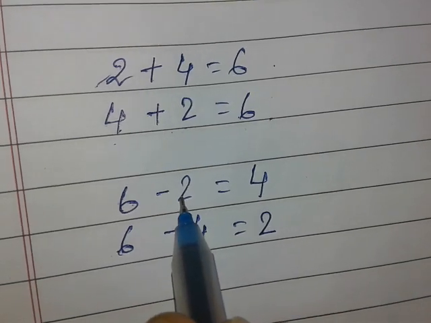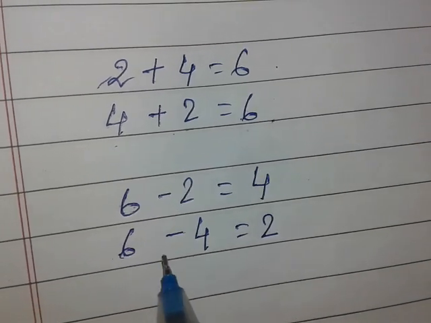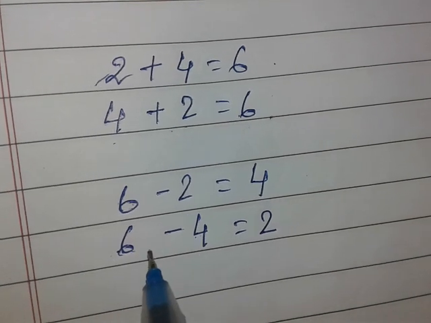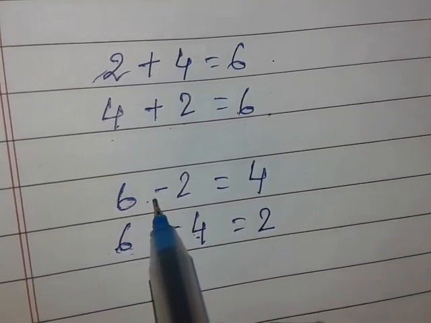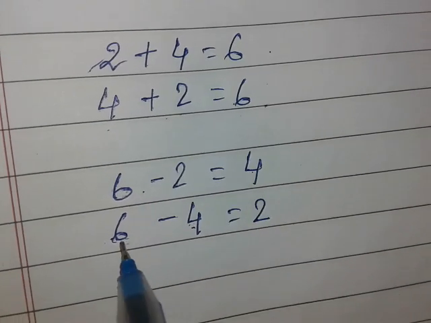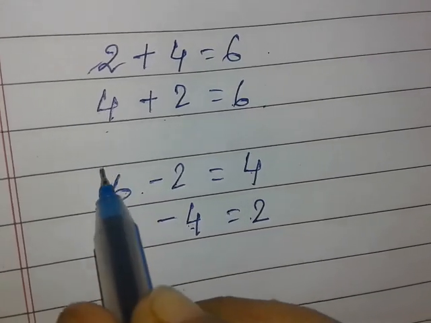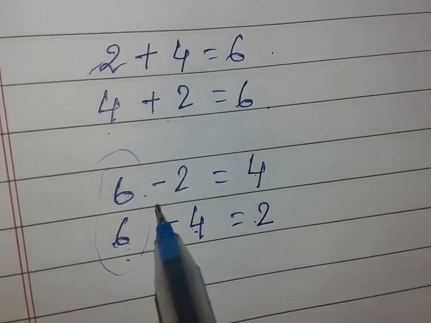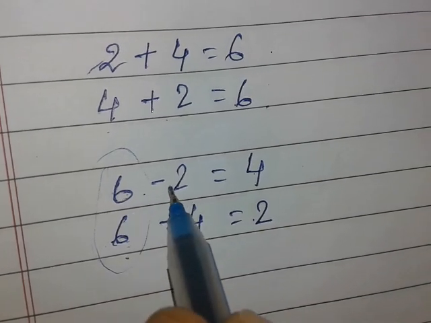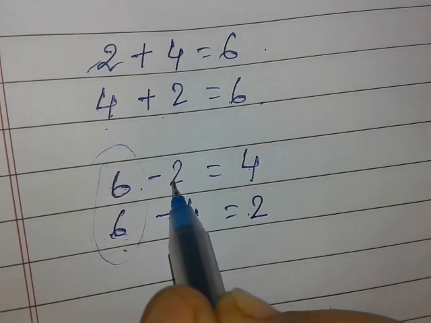6 minus 2: 2 is subtracted from 6. 6 minus 4: 4 is subtracted from 6. 6 minus 2 is 4, and 4 minus 2 is 2. This number is unchanged. And notice one more thing, that 6 is a bigger number than 2.